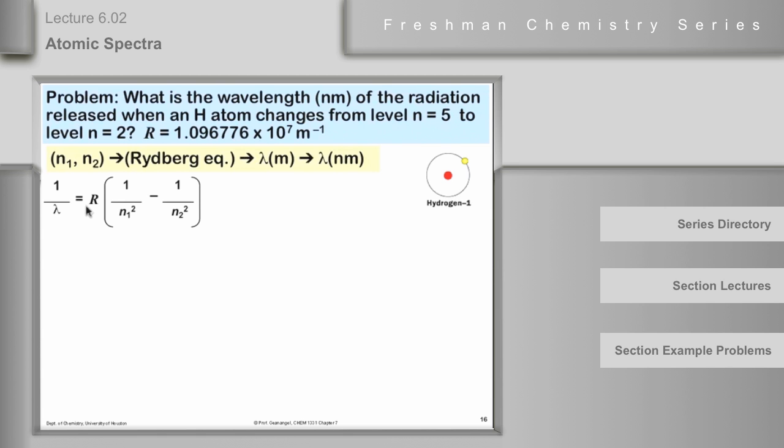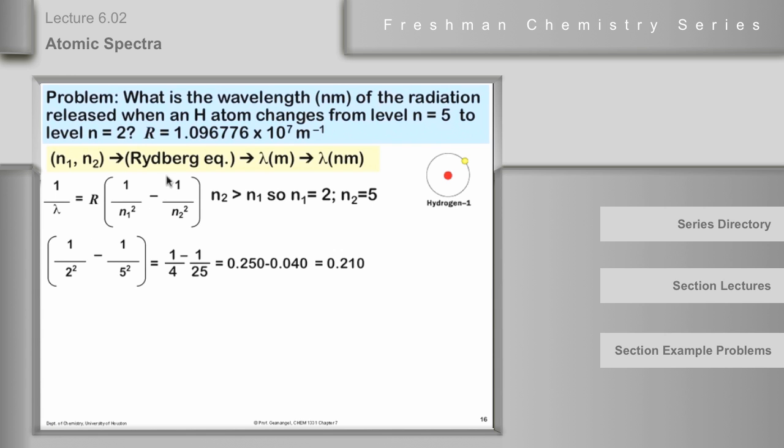Okay? So here's the Rydberg equation. R is 1.097 times 10 to the 7 per meter. And n2 must be greater than n1, so n1 will be 2 and n2 will be 5. Otherwise, we get a negative wavelength. So let's look at the term in parentheses first. 1 over 2 squared, minus 1 over 5 squared is 1 over 4 minus 1 over 25. That's 0.25 minus 0.040, and that's 0.210. That's the term in parentheses. Okay? So we plug that in.